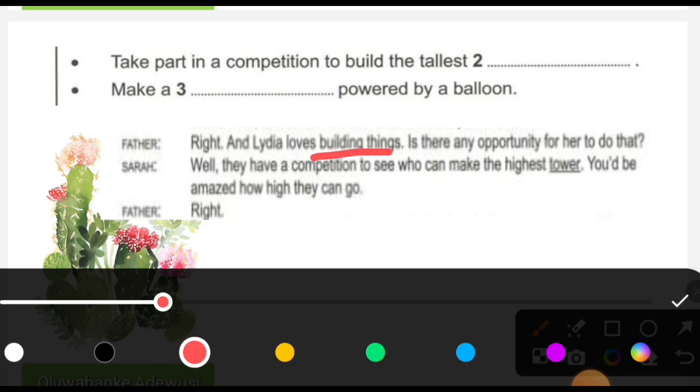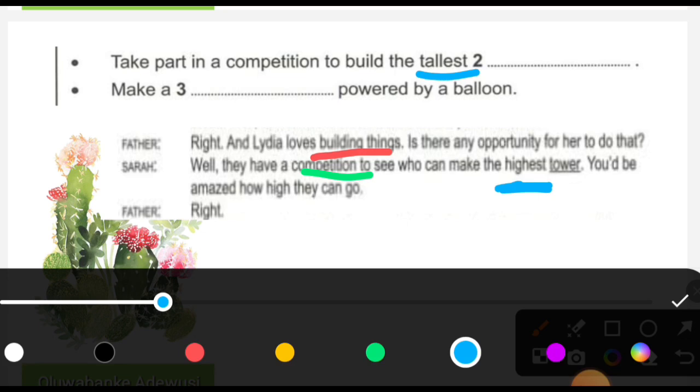Now, you will also hear competition. Can you see competition as you listen to the audio? These are just audio scripts to explain this lesson. When you hear competition, you know the answer is around the corner. So now look at this, they used highest. You are going to hear highest, and you are not going to hear tallest. These are synonyms, aren't they?